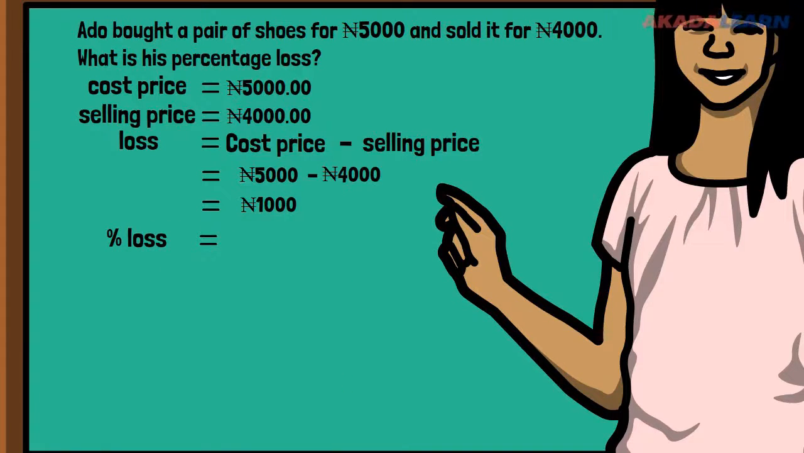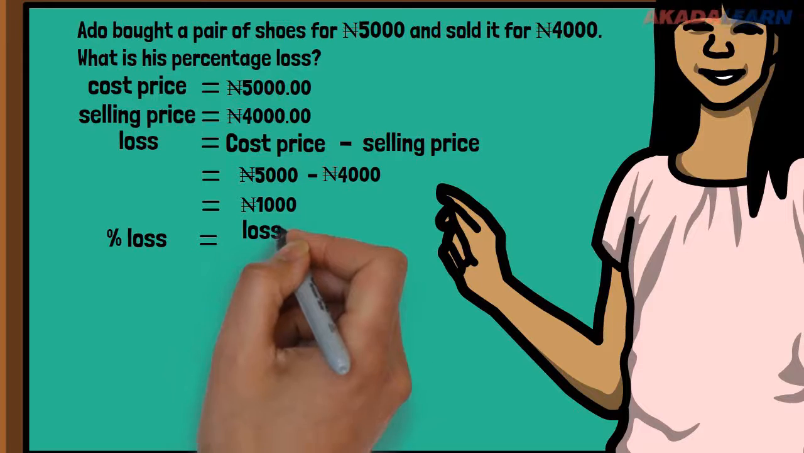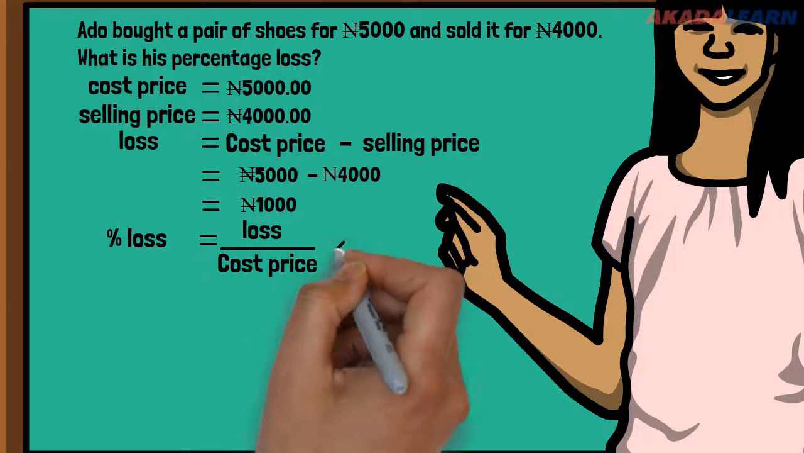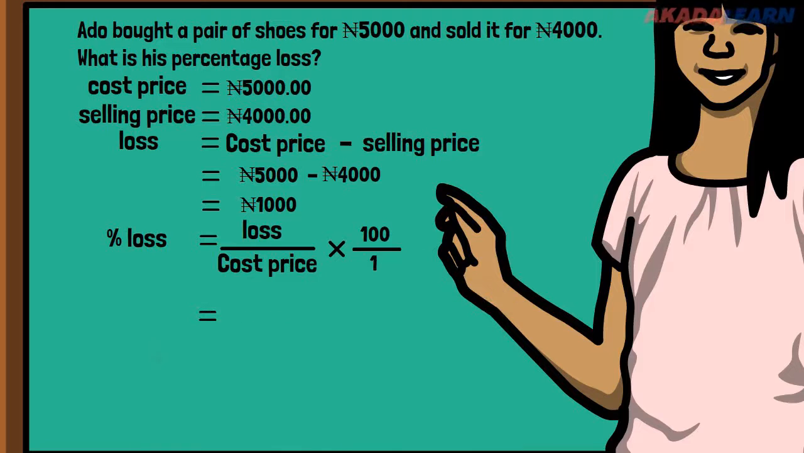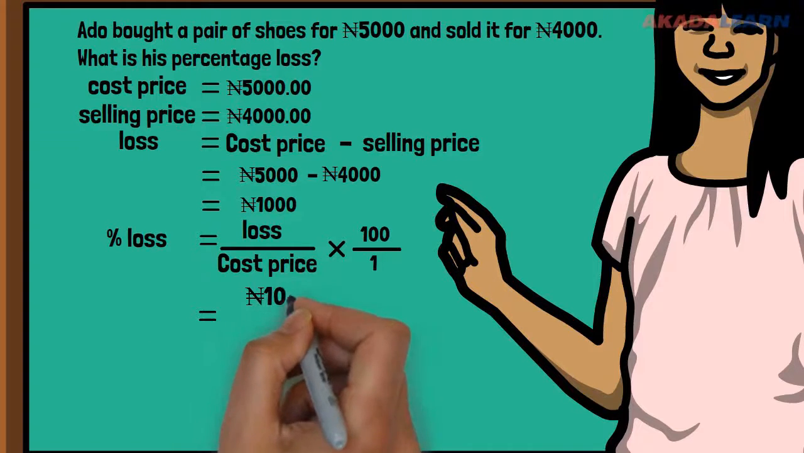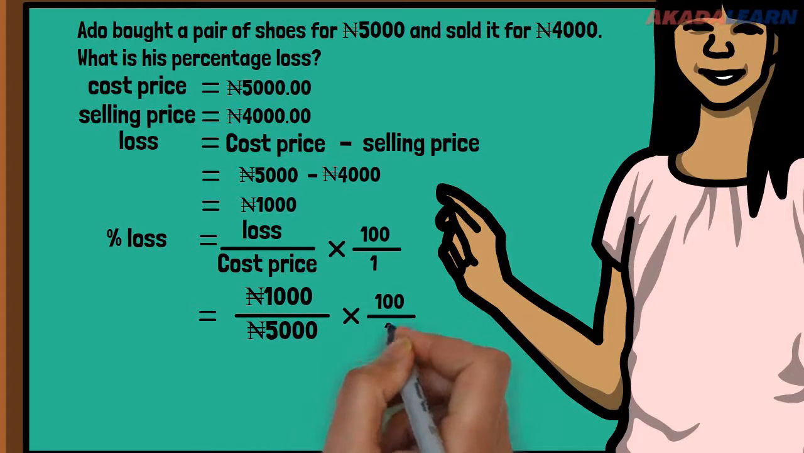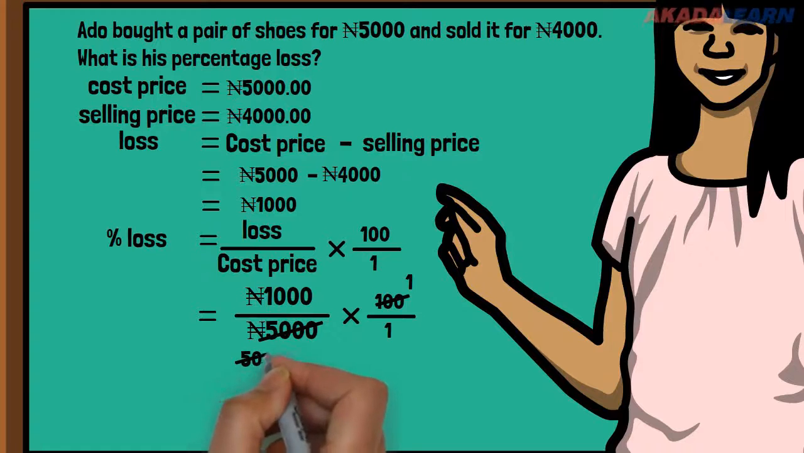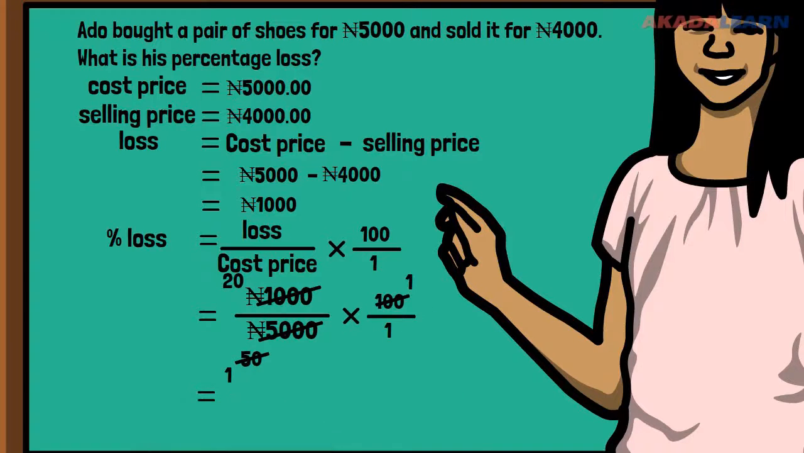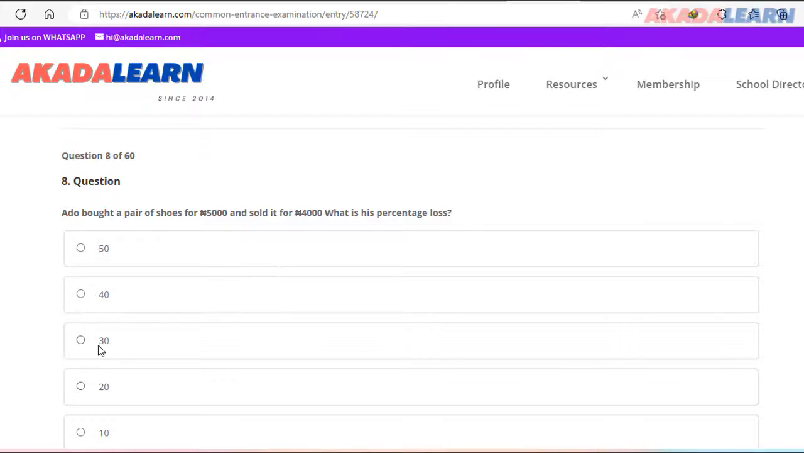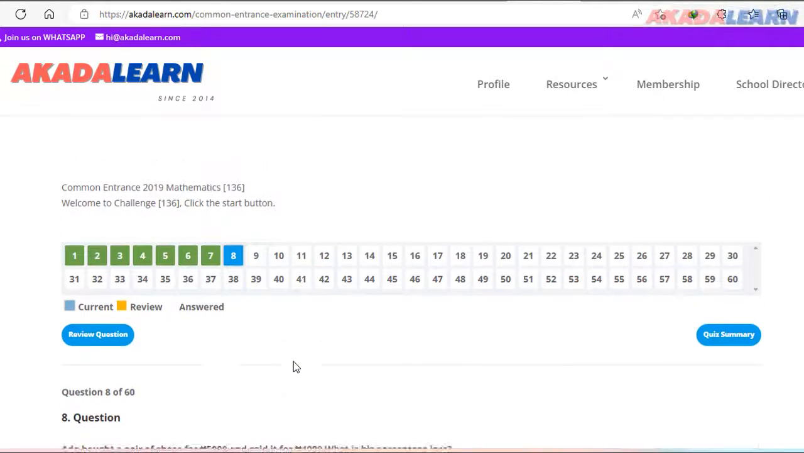So the percentage loss will therefore be the loss over the cost price times 100 over 1. We know the loss is 1,000 naira, over the cost price, which is 5,000 naira, times 100 over 1. So 100 divided by 5,000 gives 50 over 1,000, which is 20%, which is your final answer. So the answer is 20%. That is the percentage loss, which is D. Then let's go to the next question.